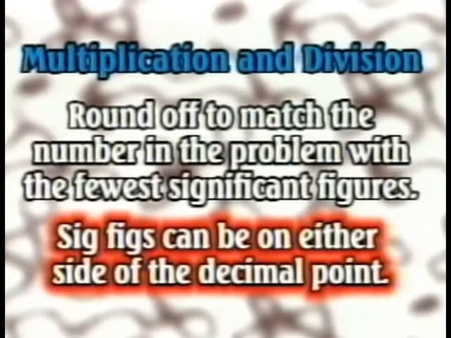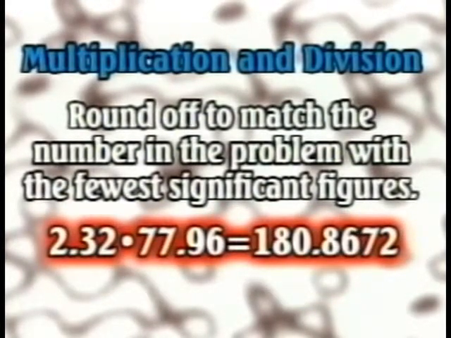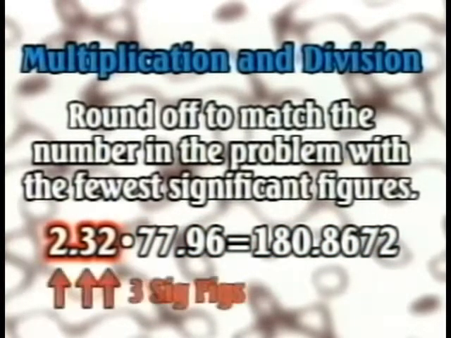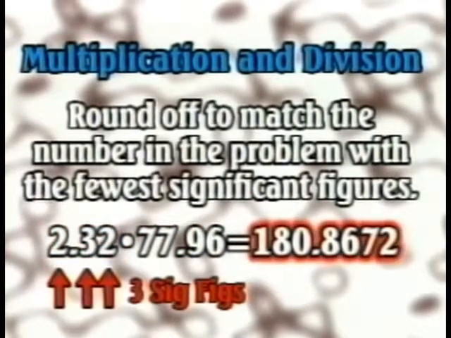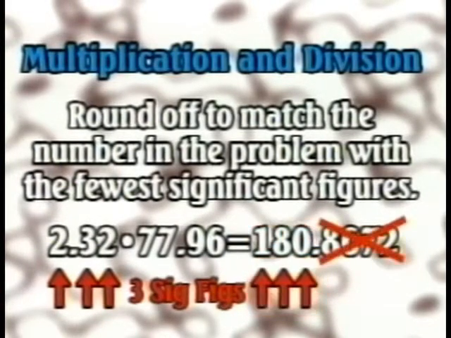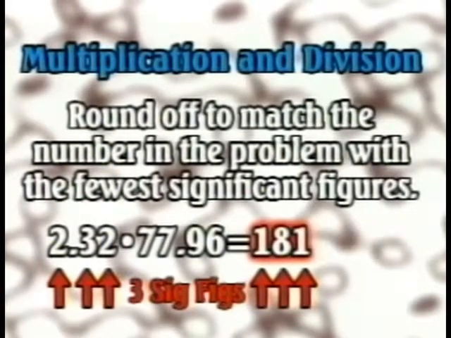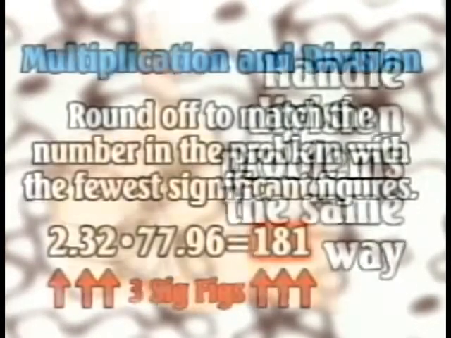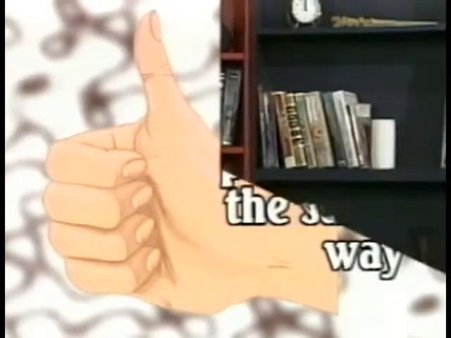For example, 2.32 times 77.96 equals 180.8672. But since 2.32 has only 3 significant figures, our answer can only have 3 significant figures. So we round the answer to 181. Got that? Good. Handle division problems the same way.